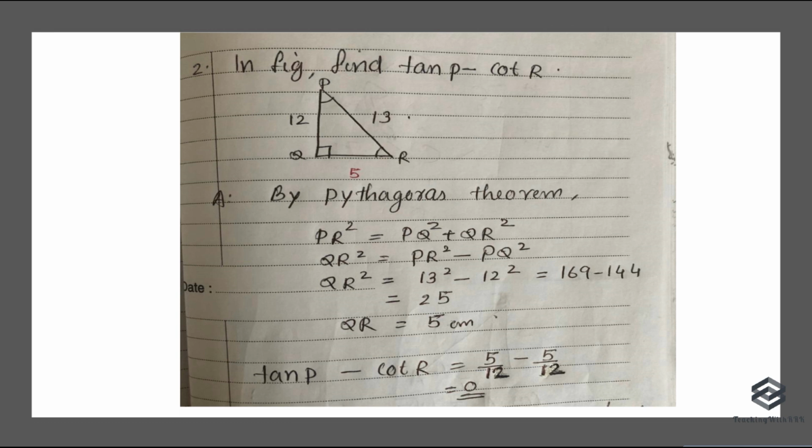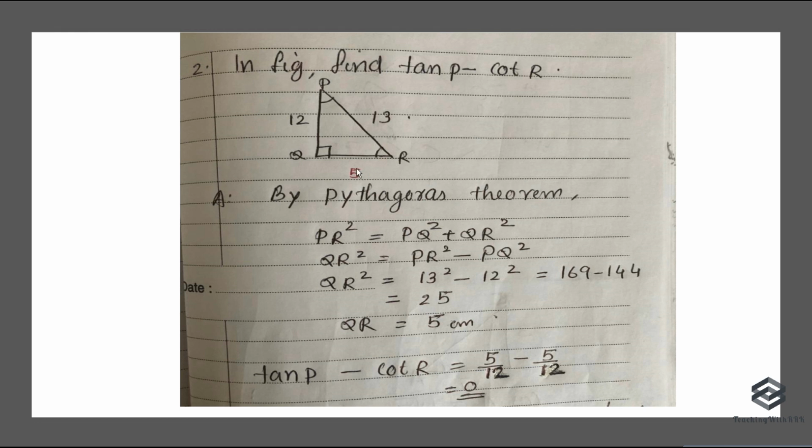Next question. In figure, find tan P minus cot R. Here figure is given, right angle is given. From figure we can understand that Q is right angle, that is 90 degree. So other two angles are acute angles, P and R. And again PQ is given, PR is given. So one side measurement is missing.